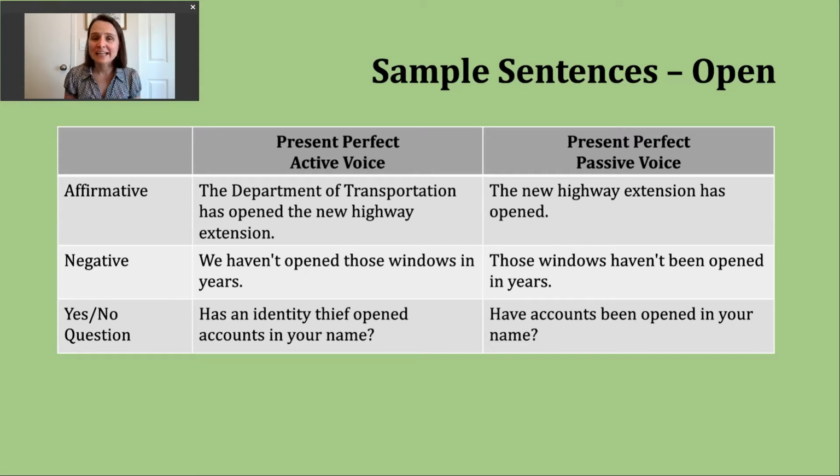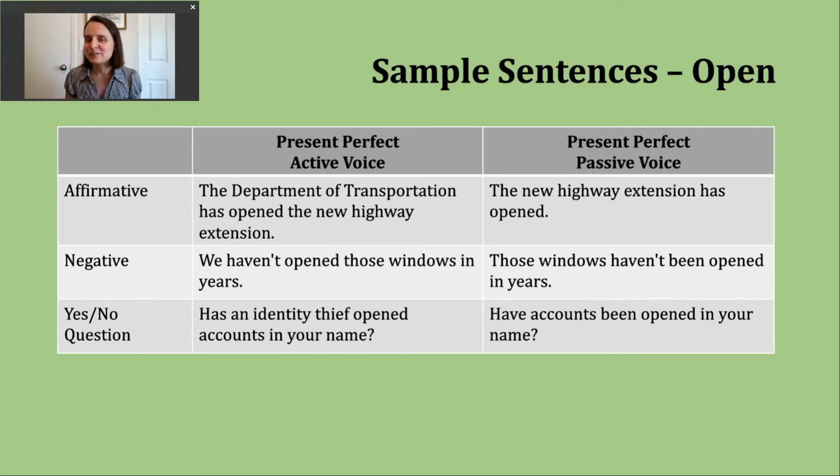Now let's talk about negative. To make negative present perfect sentences, we're going to insert not after have or has, and then we'll have the participle. You can see that in the sentence here. We haven't opened those windows in years. Okay? So we know we are responsible for the action of opening. But in negative passive voice, we're not going to know who's responsible for that action, and that might be okay. We can just say those windows haven't been opened in years. So the passive voice construction is have or has, depending what we're talking about. We're using have here because windows is plural. Then we have not, been, and then our participle form of the verb.